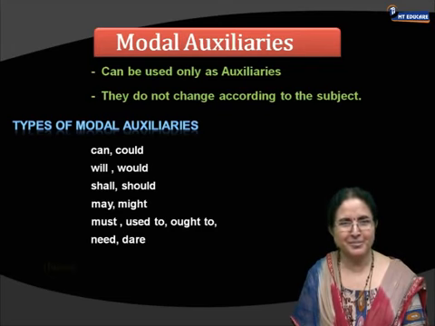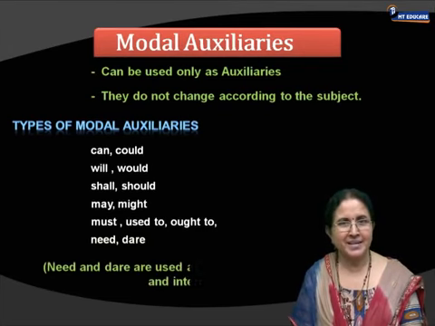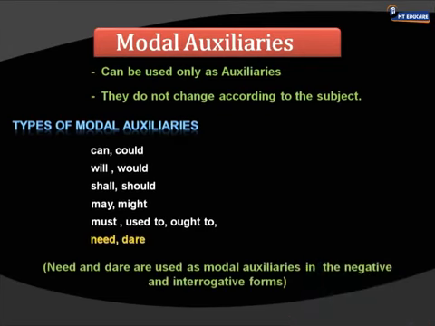But there's one point to be remembered. Need and dare are used as modal auxiliaries in the negative and interrogative form. I'll come to that later. Can, could, will, would, shall, should, may, might. Maybe you can practice this on your own. Repeat it, keep on repeating. Automatically you'll get it.